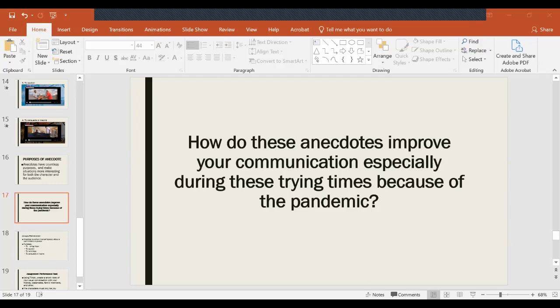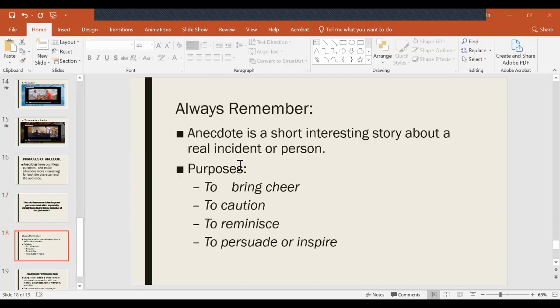May kasama pa ba ako? Parang wala na. Okay, so let's end this class. So always remember that anecdote is a short, interesting story about a real incident or a situation or a person, and its purpose is to bring cheer, to caution, to reminisce, and to persuade or inspire.